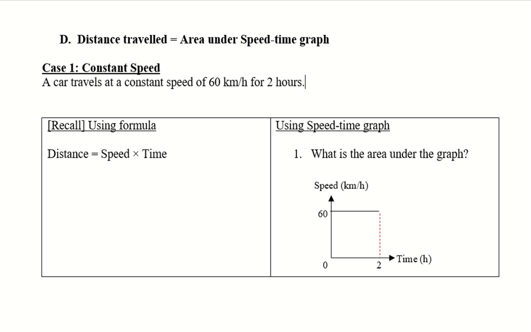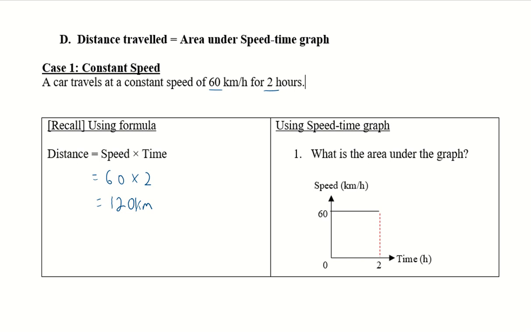We are going to learn why the distance traveled equals the area under the speed-time graph. Let's consider two cases. Case 1, constant speed. If I use the formula distance equals speed times time, I'll be able to use the data over here and get 120 km for the distance.